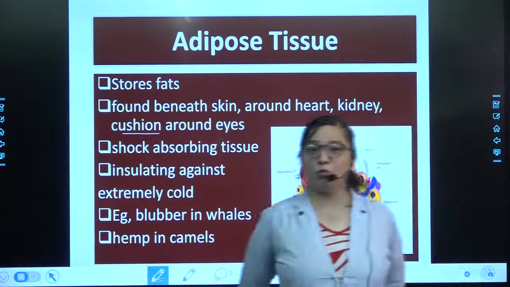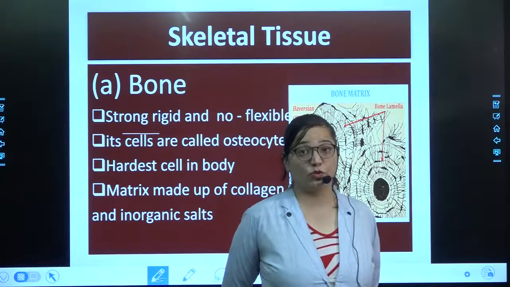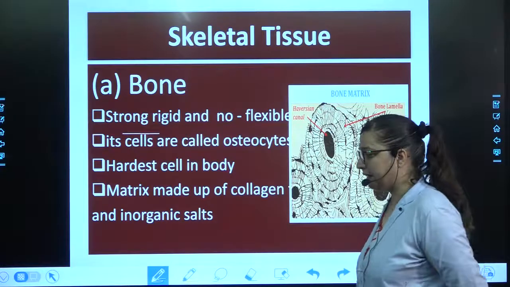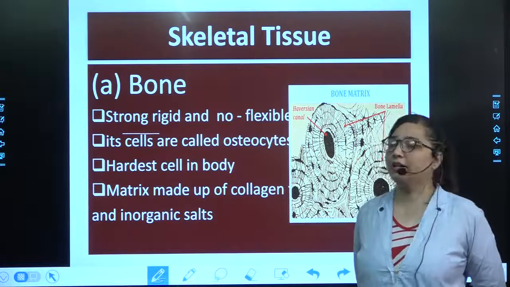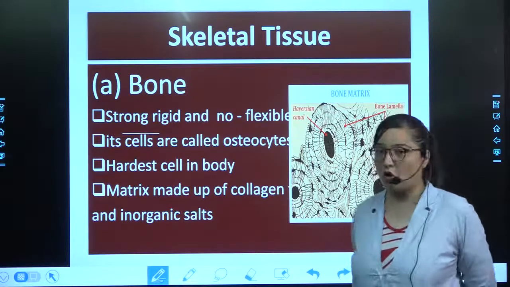Now, let's move on to the next type of tissue, which is skeletal tissue. You know that skeletal tissue is of two types. One is bone, another one is cartilage. First, we will understand the bone.